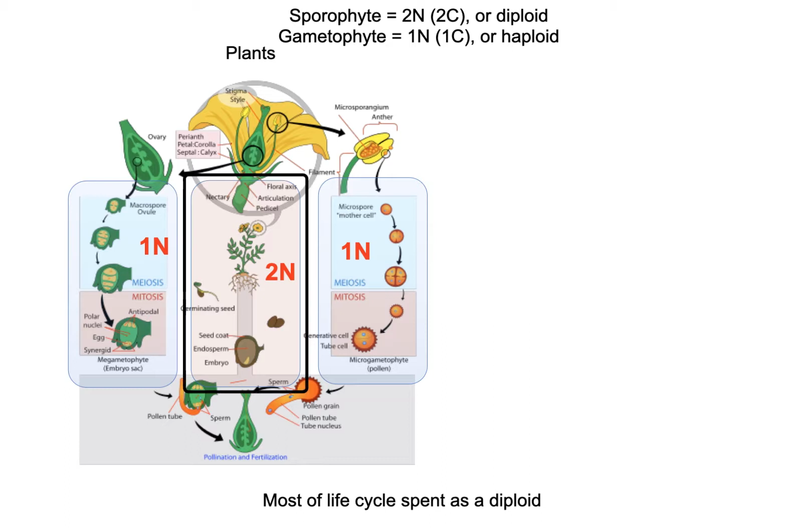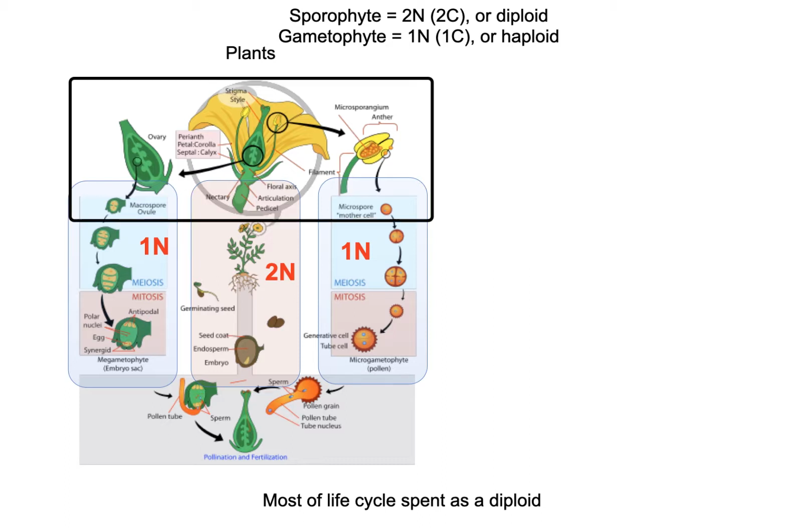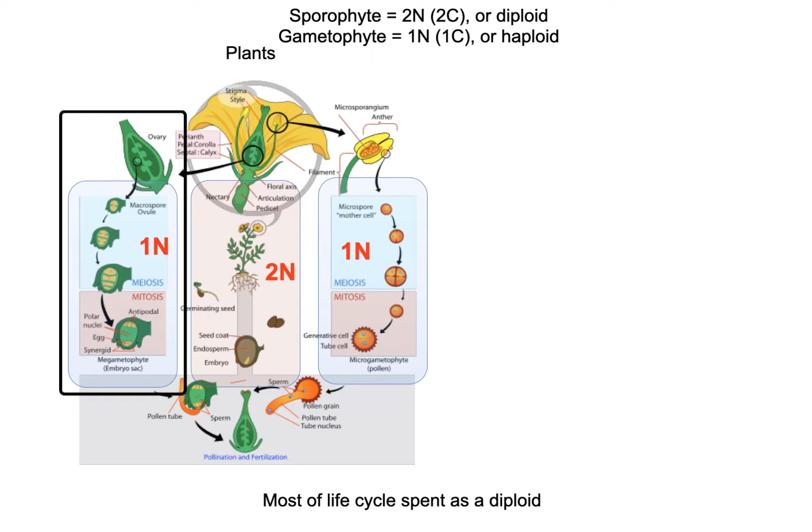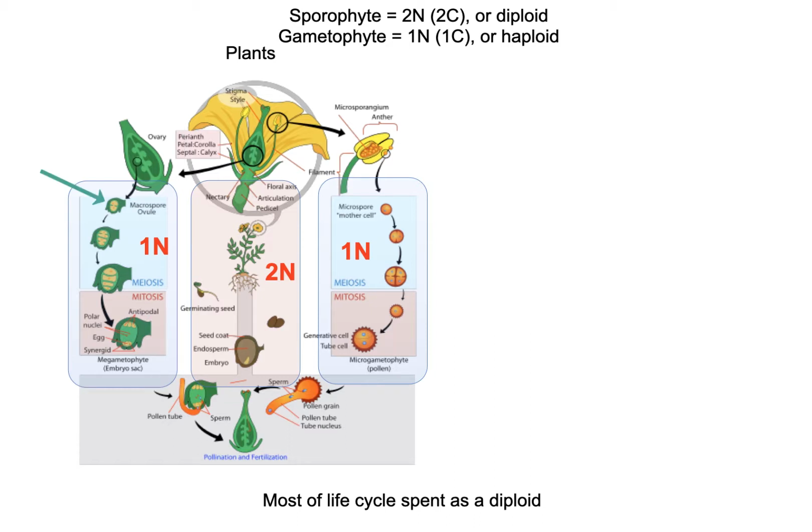So if you look at the plant here, which is at a 2N, 2C level. That is, it has a diploid amount of DNA and a diploid number of chromosomes. So that's where I was talking about these C levels and N levels. But in a flowering plant, you have two different gametophyte generations. One is the female side and one is the male side. So on the female side here, within the central part of the flower, there's a stigma, style, and ovary. And within the ovary, you have macrospore ovules.